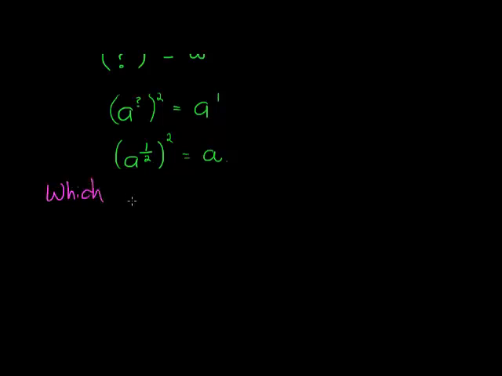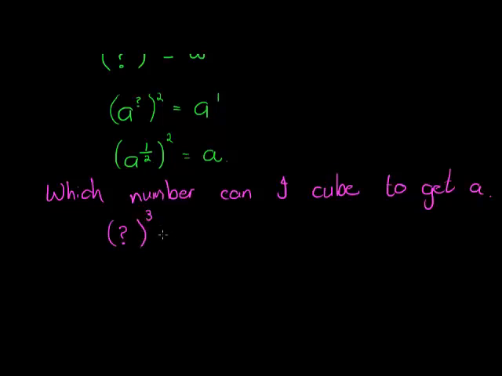Let's ask a different question. Which number can I cube to get a? In other words, I'm thinking of a number. I want to cube this number and then get the answer a. What must that value be? Well, it must be a to the power of a third, because a to the power of a third, cubed, will be a.